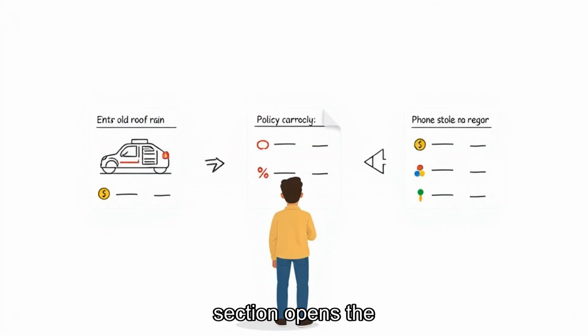A good habit is to read exclusions through real scenarios. Ask, what if rain enters through an old roof? What if a rented car is damaged? What if a phone is stolen from an unlocked bag? These practical questions reveal gaps faster than reading the policy like a legal wall of text.